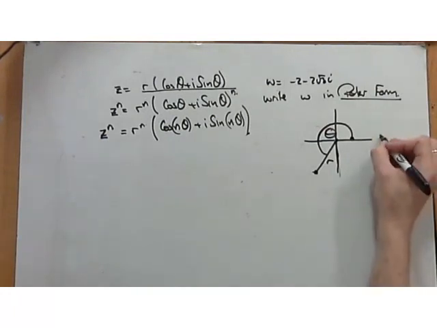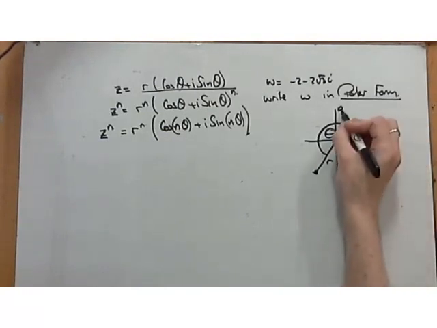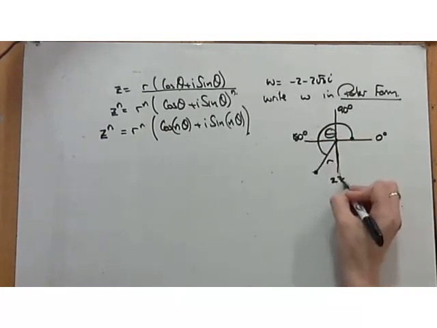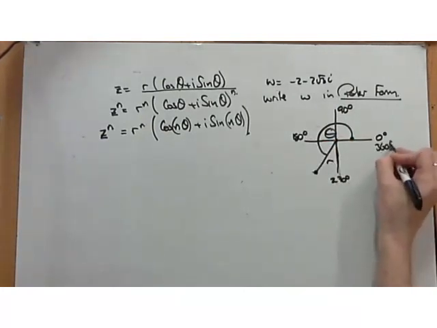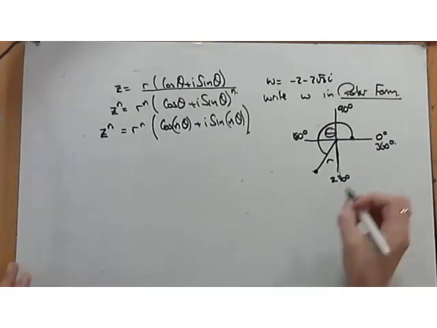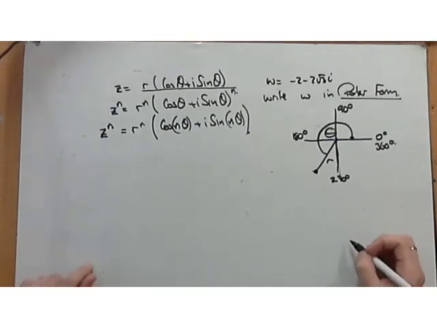I'm going to do this in degrees rather than in radians for the moment. So that's 0 degrees, 90 degrees, 180 degrees, 270 degrees, and 360 degrees. There's something very special that we need to know about this. To find theta, we're going to use what's called a reference angle.